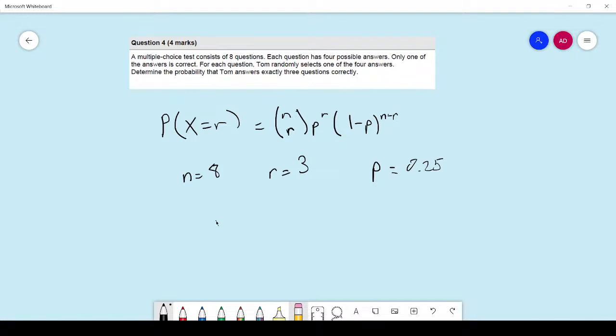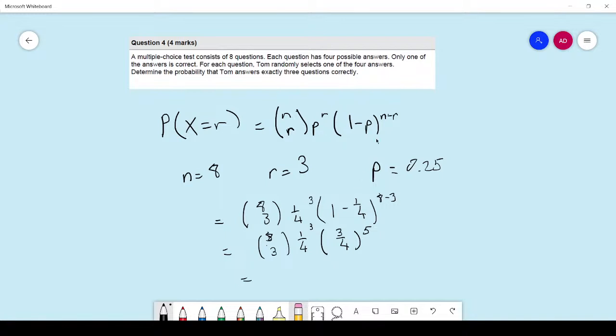All right, so then if we just go and sub these in, P is a quarter, R is 3, 1 minus a quarter, 8 minus 3, and let's tidy it up a bit. Whoops, 8 choose 3, a quarter cubed. 1 minus a quarter is 3 quarters. 8 minus 3 is 5. And then we can just pop it in on the calculator.